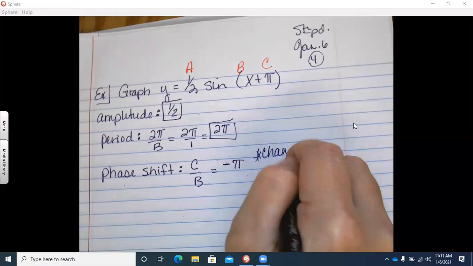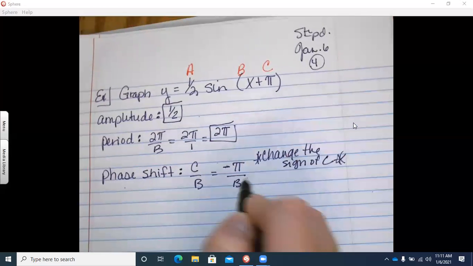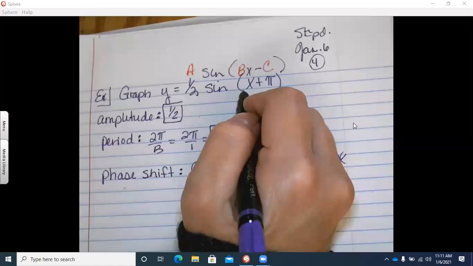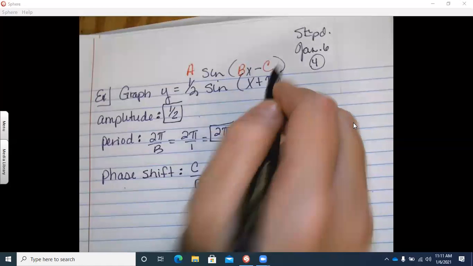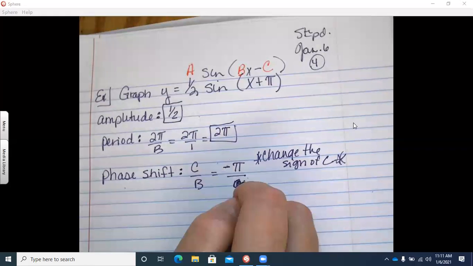1. So b is the coefficient because it's bx minus c, right? A times the sine of bx minus c. B is the coefficient of x. C is whatever is being added or subtracted to bx. Which was 1. So negative pi divided by b. So my phase shift is at negative pi.